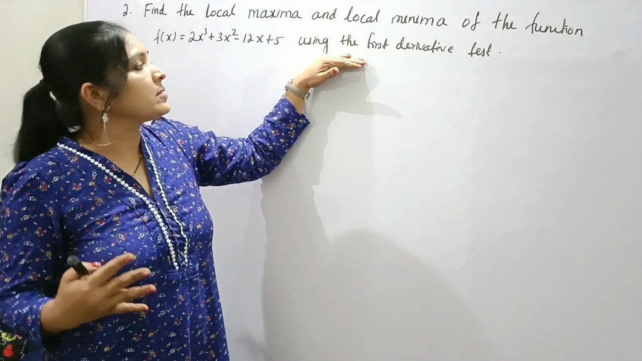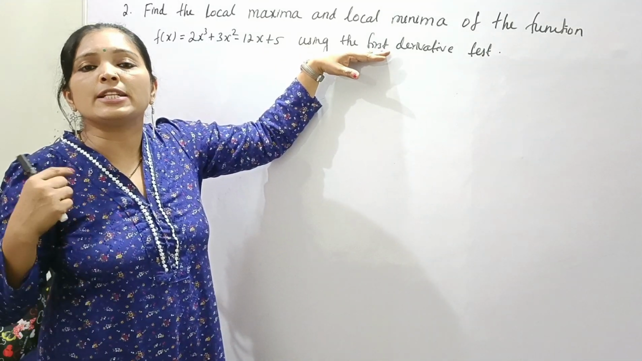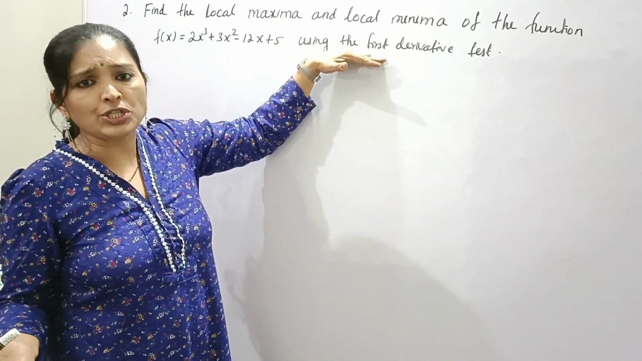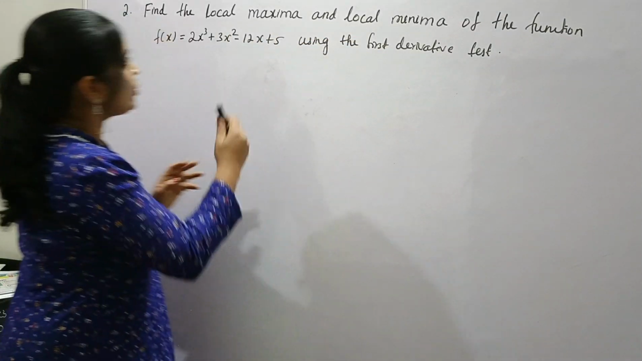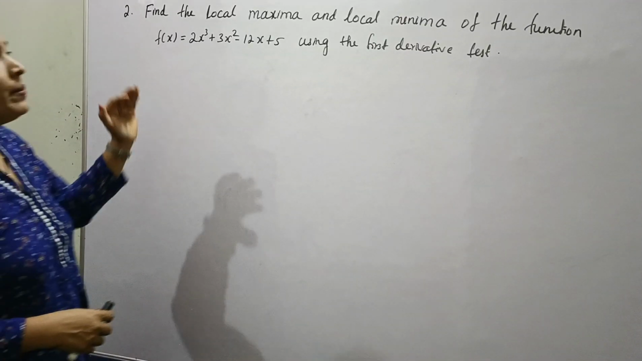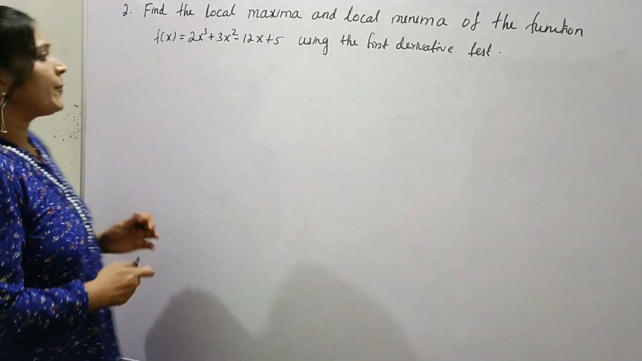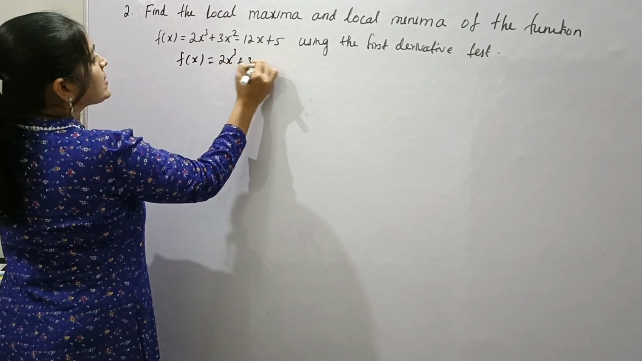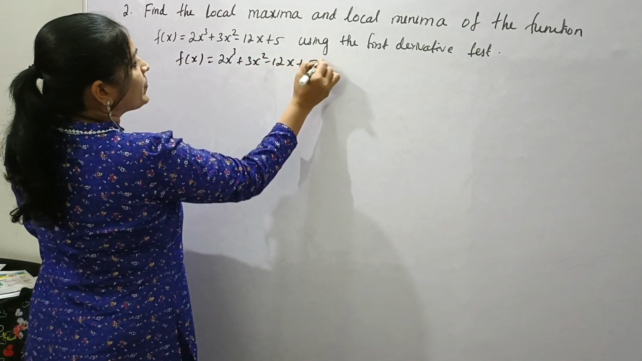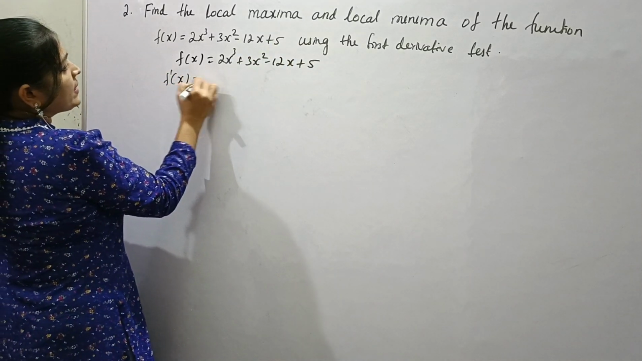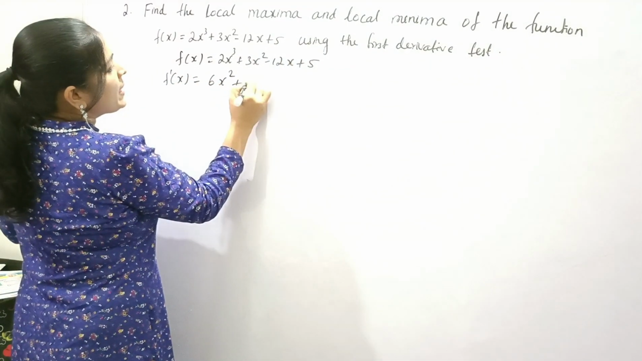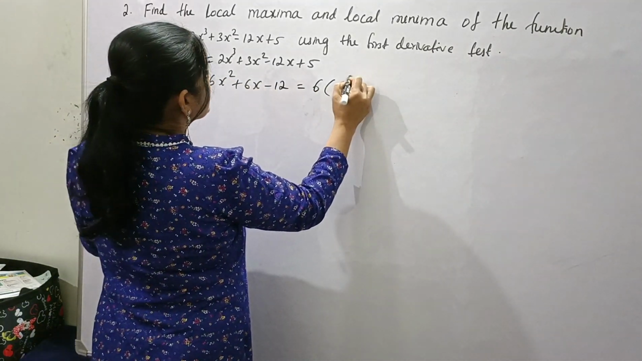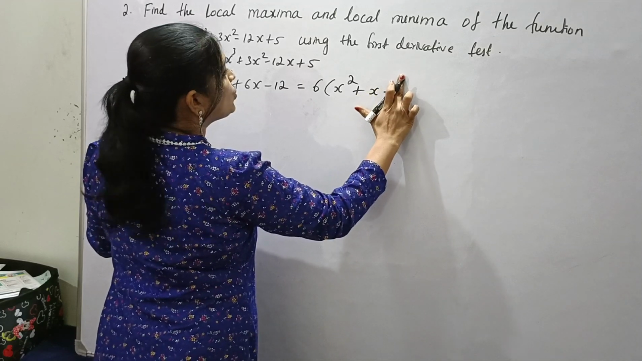See here, this method is consuming time. Therefore, second derivative test is better. But if it is mentioned, you have to apply this method itself. So now we will find local maxima and local minima using first derivative test. Given function f of x is equal to 2x cube plus 3x square minus 12x plus 5. Then find f dash of x, that is equal to 6x square plus 6x minus 12. Here 6 is common, so let's take it out: 6 into x square plus x minus 2.